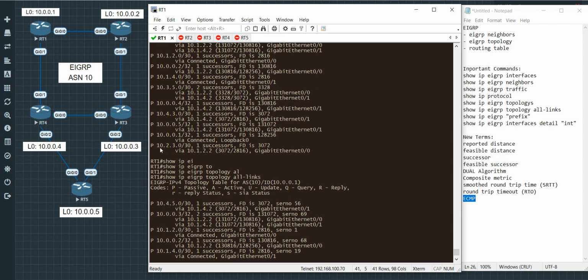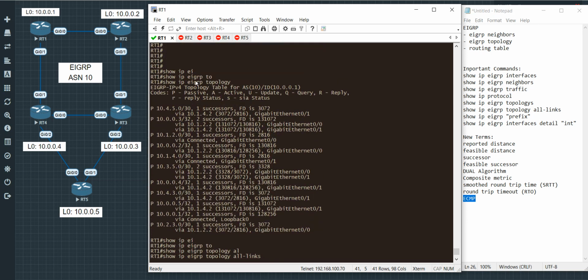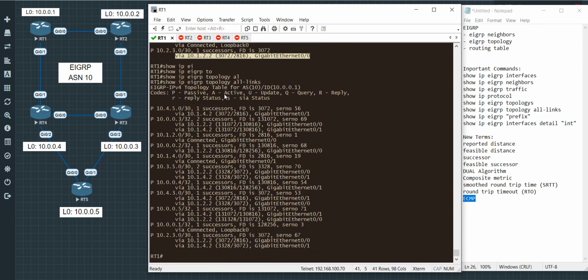For example, when we run the show ip eigrp topology command, for this particular destination, we only see this route. But whenever we run the command with all-links, we can see that for this same destination, we actually have two routes. And so that's the difference between these two commands.